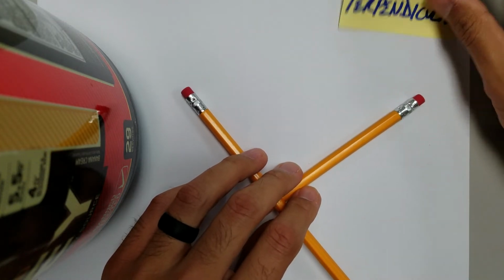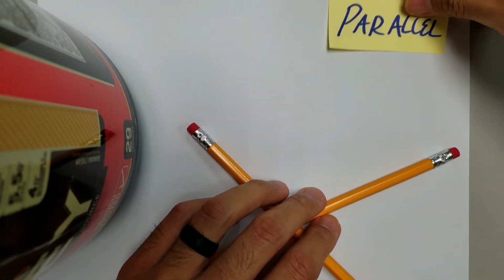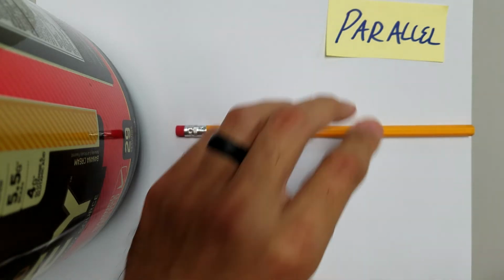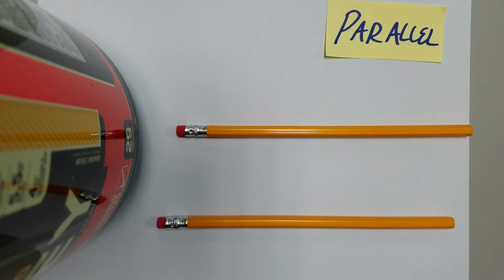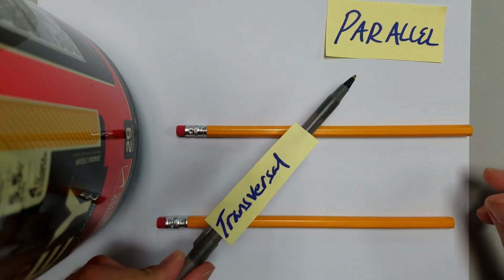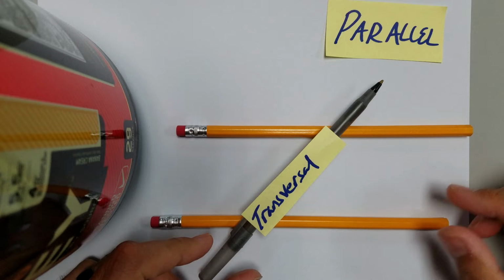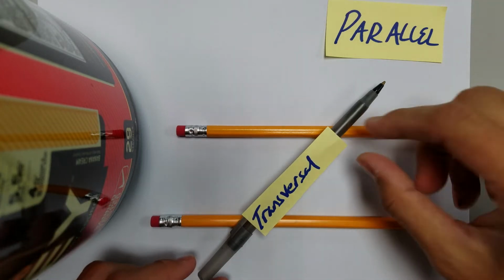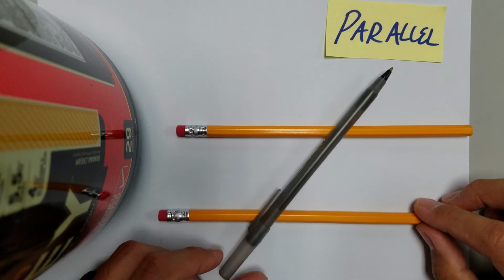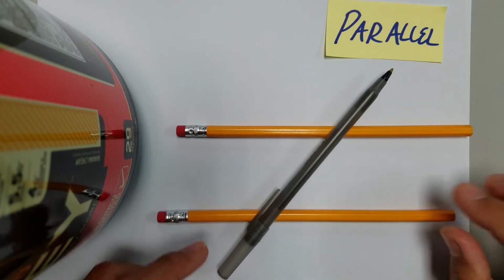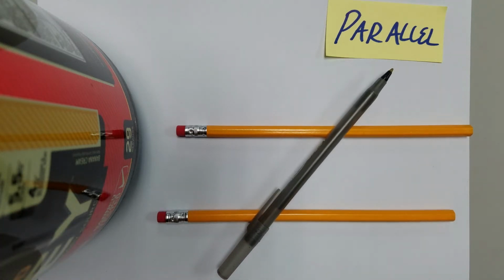So something else to talk about. When you have parallel lines, we'll have a line that cuts across it, and then we call this line the transversal. So these are parallel lines with a transversal. A few things to look at here. When you have these parallel lines with a transversal, there's things to look for.